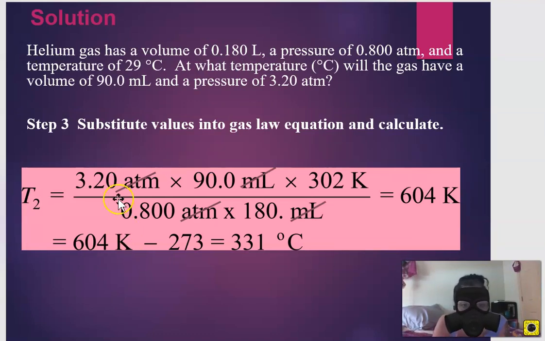Now we just plug in our numbers: 3.2 atmospheres times 90 milliliters times 302 Kelvin, divided by 0.8 atmospheres times 180 milliliters. Be careful with your math here, make sure you multiply before you divide. Your answer is in Kelvin, but the question asks for degrees Celsius for your final temperature. Subtract 273 to get 331 degrees Celsius.